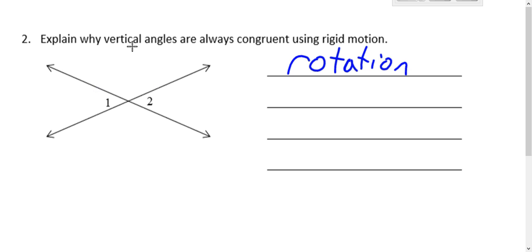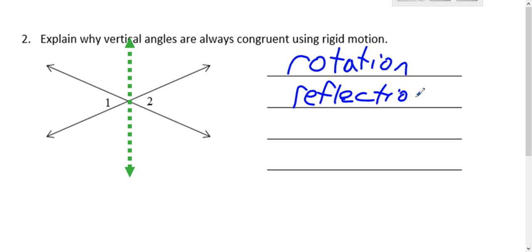Also, if you fold it in half or draw the line of symmetry, it is symmetric. The 2 angles match up. You could reflect over that line. So reflection is also a rigid motion that shows that they are congruent.